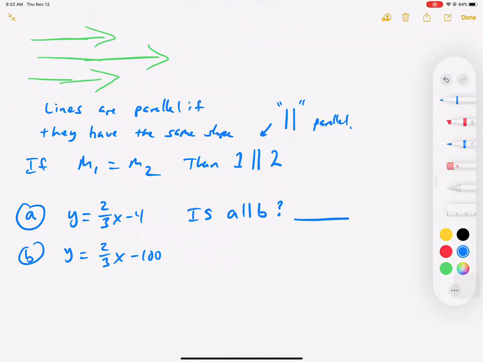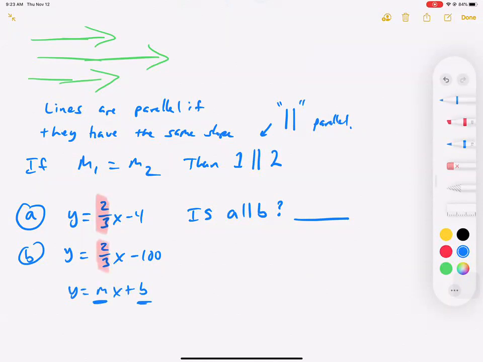So what do you guys think? Do they have the same slope? The cool thing about slope-intercept form, remember, is y equals mx plus b. That's my m and that's my b. If we look, the slope in line A is 2/3, and the slope in line B is 2/3.